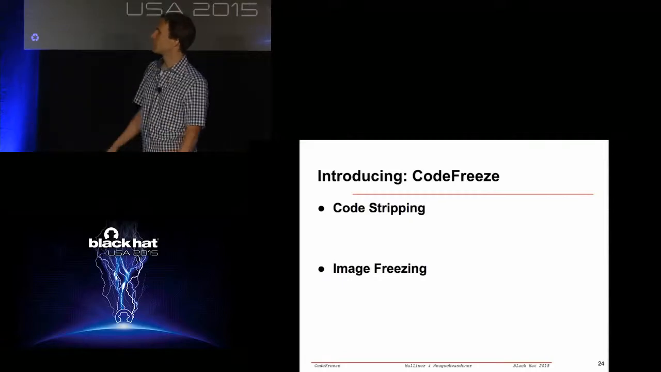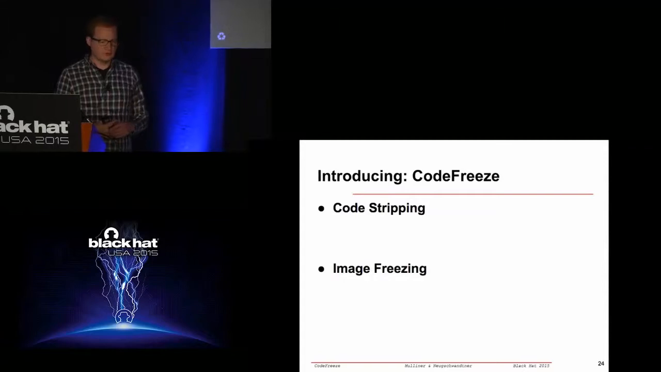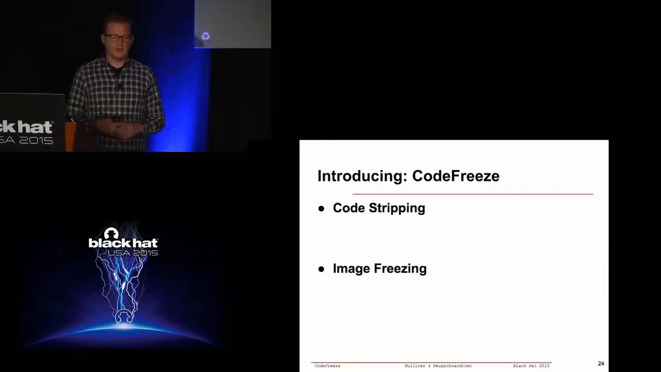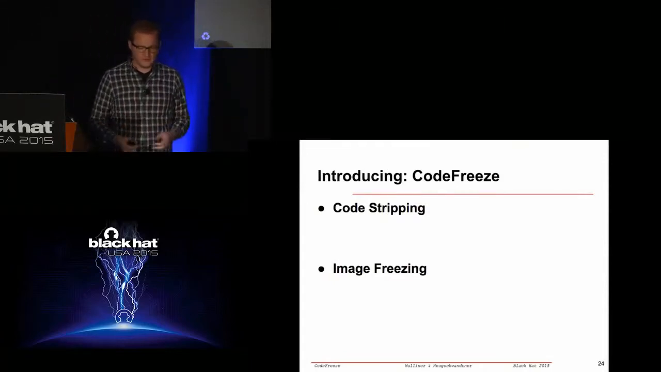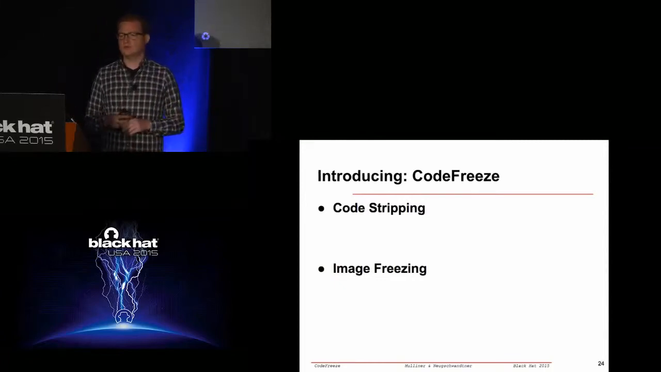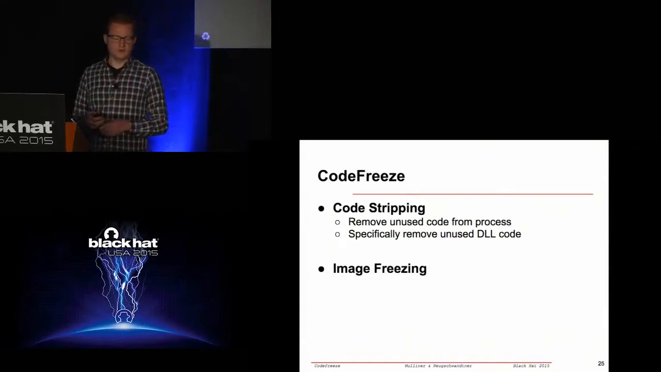So now we talk a little bit about what the problem is and what we want to do. We saw that there is potential for removing code, and so we came up with a system which we named Code Freeze. We have two big components in here. One is the dynamic code stripping, and the second component we call image freezing.